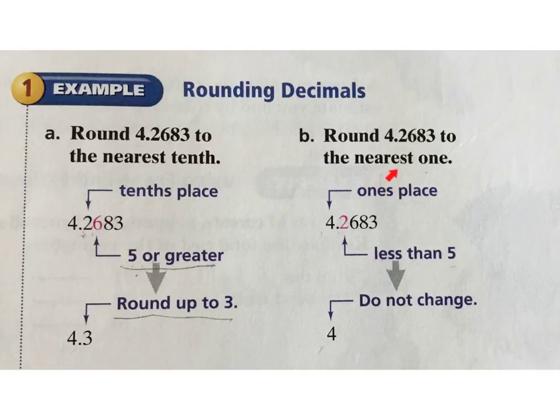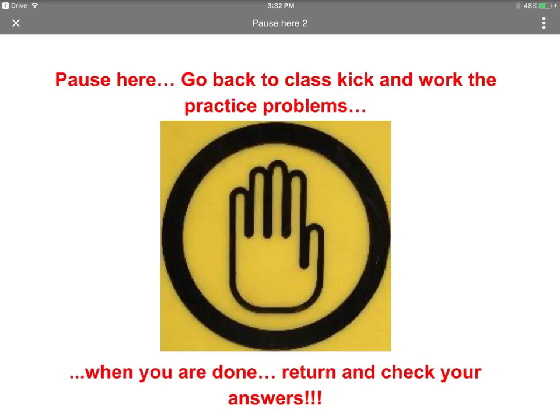Now if I say round to the nearest 1, because this is ones, tenths, hundredths, thousandths, 10,000ths, take a look at the 4. That's the 1 space. The number after it is 2. 2 is less than 5, so you don't change, and it becomes just 4. I know you learned this a while back, just a quick review. Go ahead and pause here, head into Class Kick, I've got a few for you to do, and come back and check them.